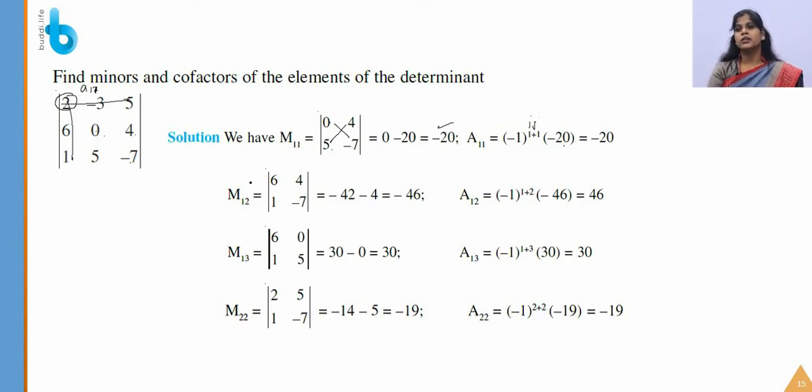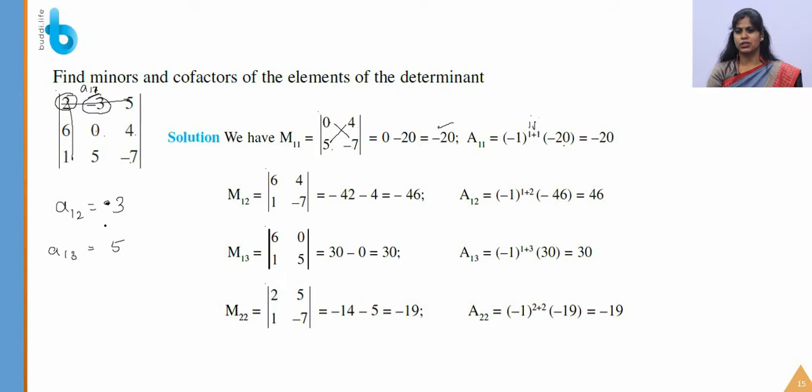Then the minor of minus 3, that is the second element. What is it? A, first row, second column. A1 2 is minus 3. A, first row, third column is 5. Like that, for every element you have to find. So A12 is minus 3.